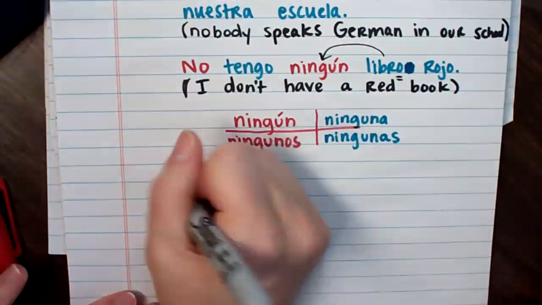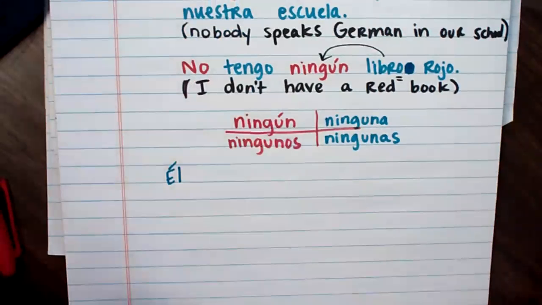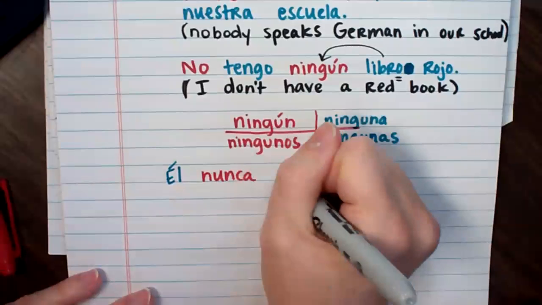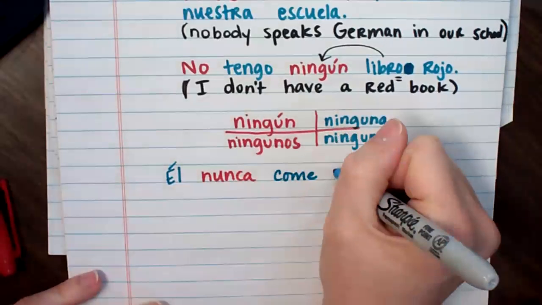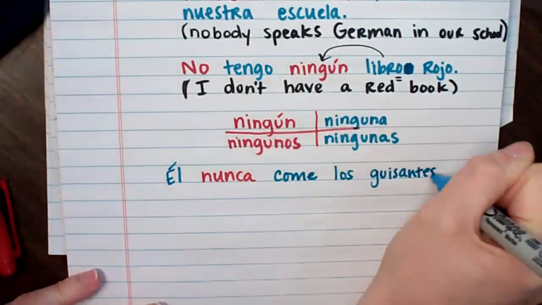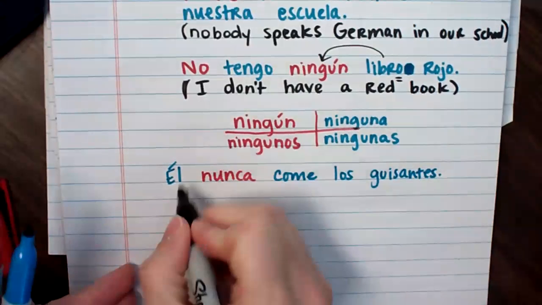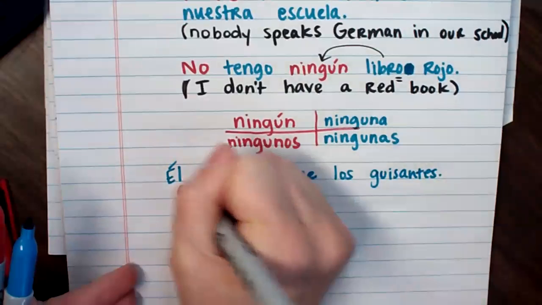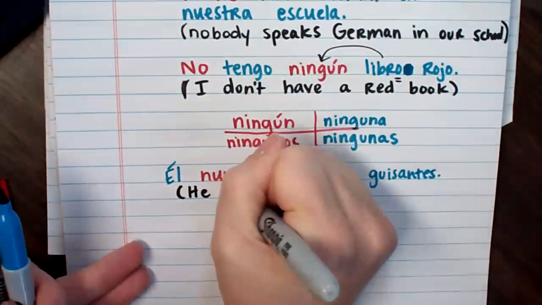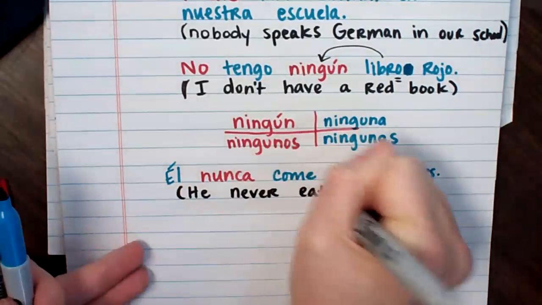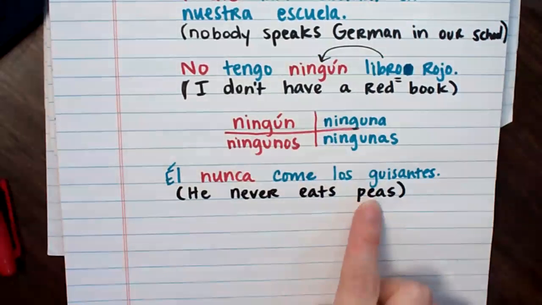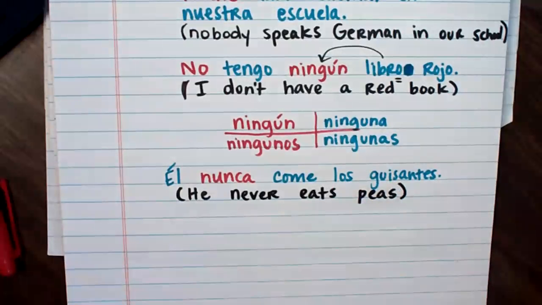Another sentence. We have él nunca come los guisantes. So this is kind of an obscure vegetable from our Spanish 2 class. He never eats peas. It's a very polarizing vegetable. You either love it or you hate it.